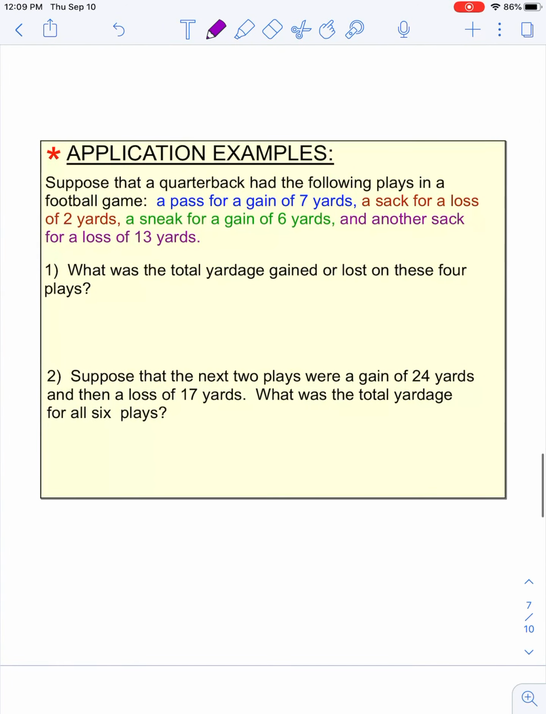So now I'd like you to try this application. It involves several different gains and losses in football. Pause the video, see if you can come up with the correct answer.